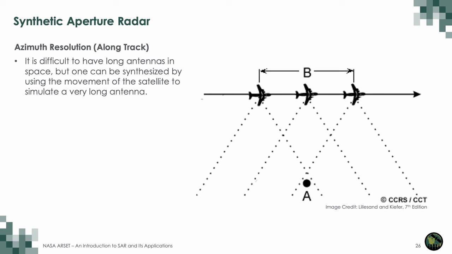SAR therefore allows us to create high-resolution images with comparatively small physical antennas through the use of signal processing of the Doppler shift associated with the motion of the aircraft. This synthesizing process is possible because a scatterer, or target, at point A on the ground, remains within the real aperture radar beam for many radar pulses. Adding up the reflections from all these pulses appropriately allows us to synthesize a large antenna with a much narrower beam width, resulting in a better or higher spatial resolution in the azimuth direction.